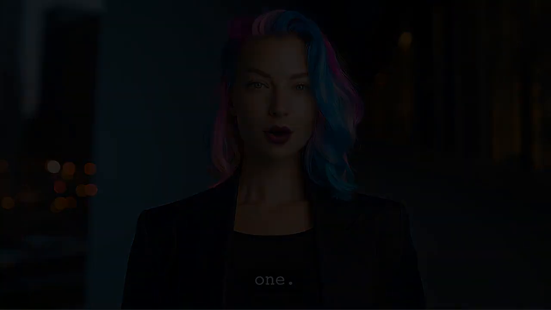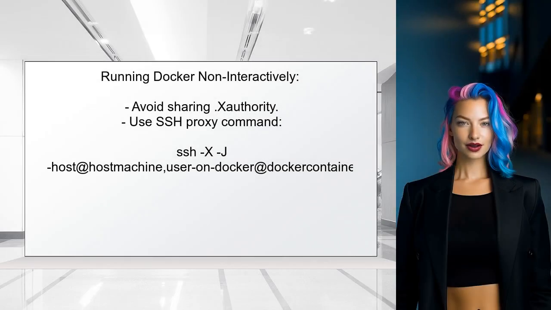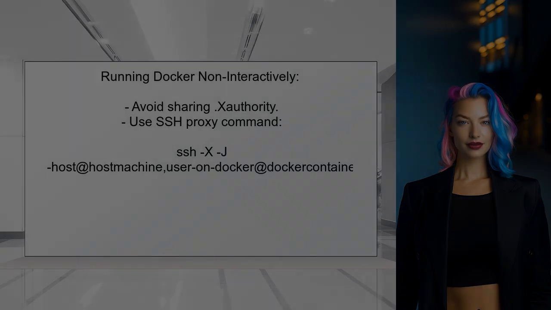Let's explore another one. An alternative approach to X11 forwarding in Docker is to use VNC instead. This user found that switching to a TigerVNC setup significantly improved performance compared to X11 forwarding. The VNC server runs on the host machine, while the GUI application runs inside the Docker container. For running Docker non-interactively, avoid sharing the .Xauthority file with the container. Instead, use SSH with a proxy command to run X11 applications directly. If using OpenSSH version 7.3 or higher, you can use the command ssh -J user@host user@docker-container xeyes.